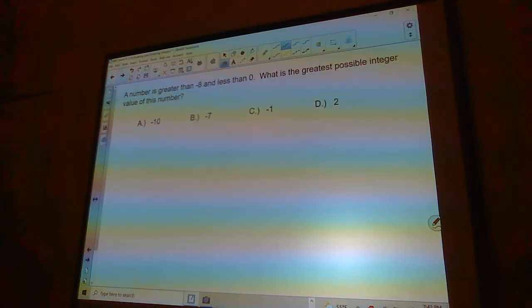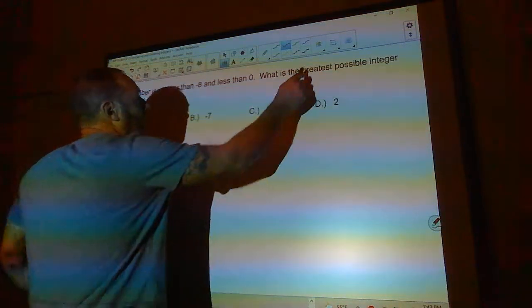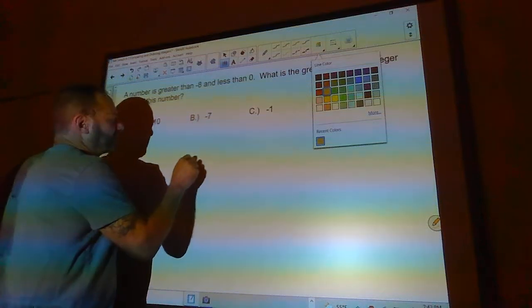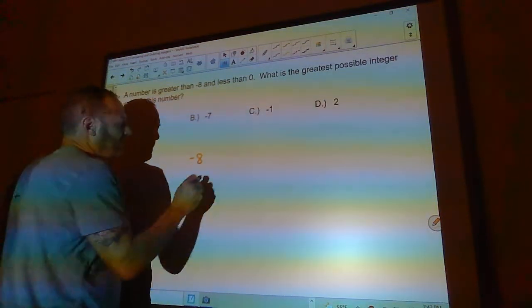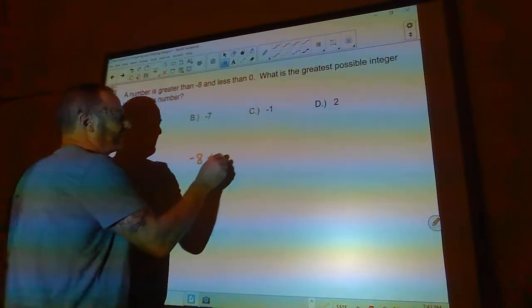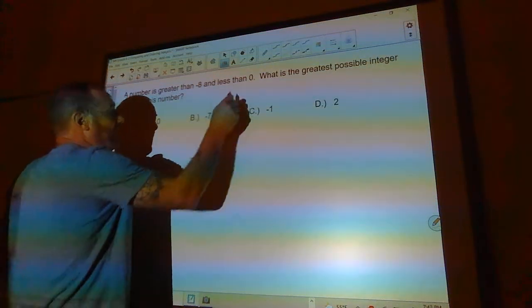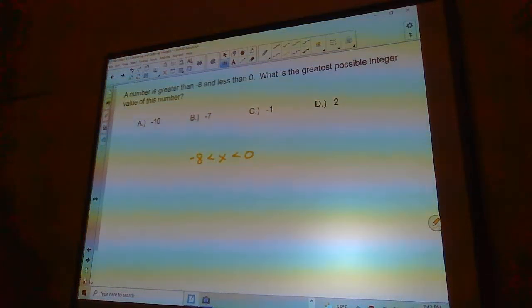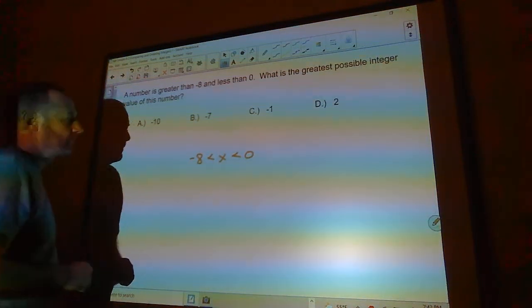Okay, a number is greater than -8 and less than 0. What is the greatest possible integer value of this number? Okay, so what does this mean? So a number is greater than -8. So I got -8 on this end, and -8 is less than some number, and that number is less than 0. Okay, so I know this number is between -8 and 0. What is the biggest possible integer value of this number?